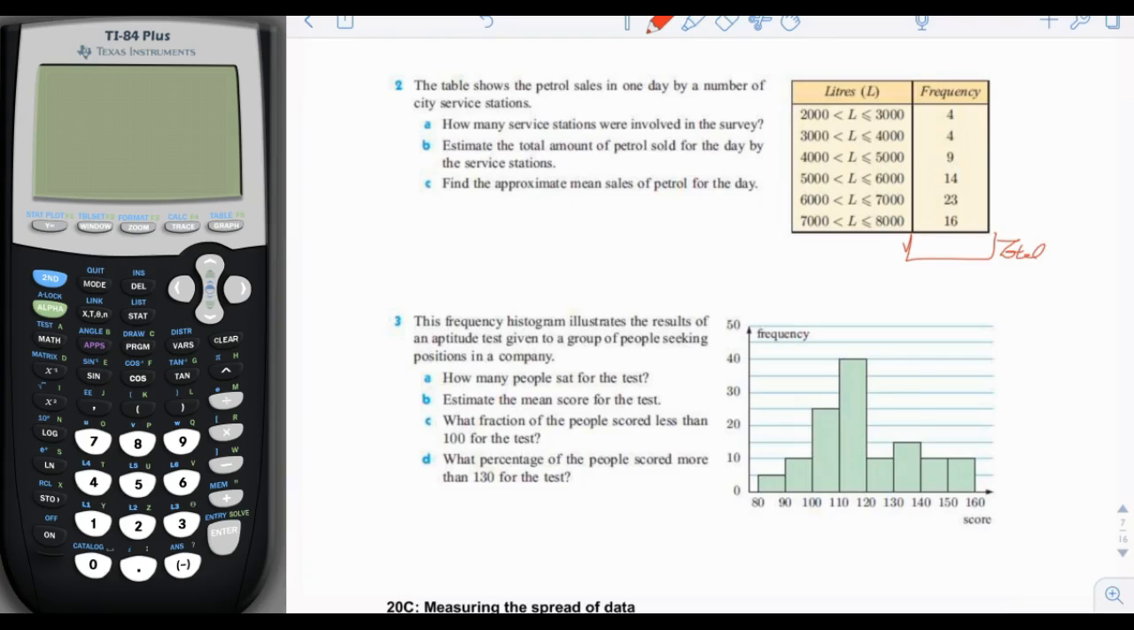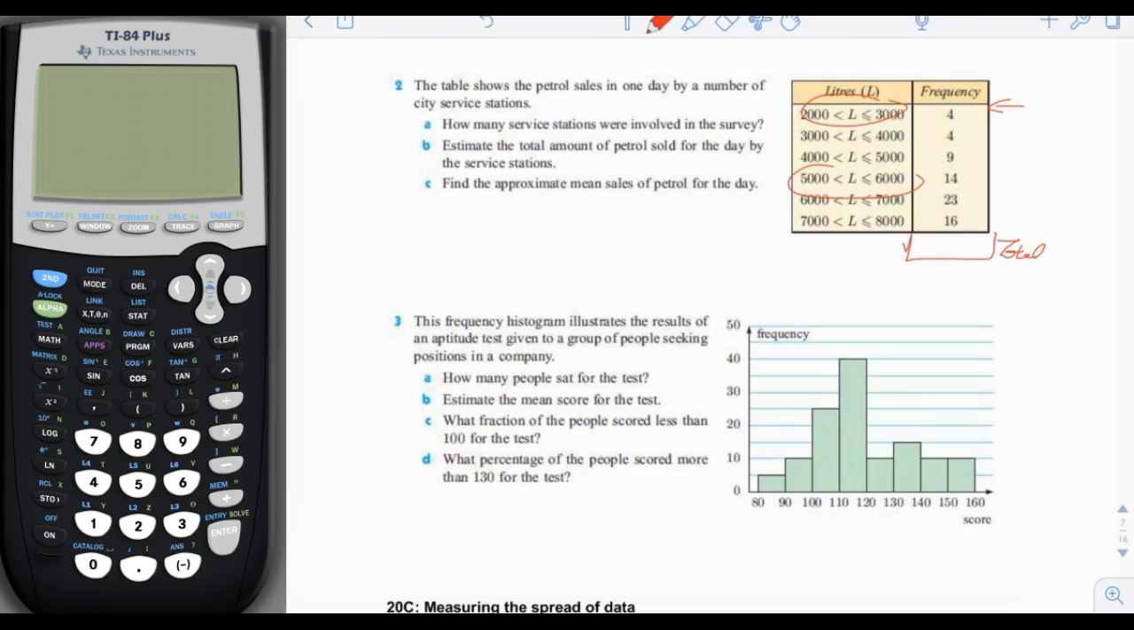Estimate the total number of petrol sold for the day by the service stations, and find the approximate mean sales of petrol for the day. Okay, so I guess each one of these frequencies, each count, is a day that was measured. And so if a day sold between 2,000 and 3,000 liters, it would be here. If a day sold between 5,000 and 6,000 liters, it would be here, etc.